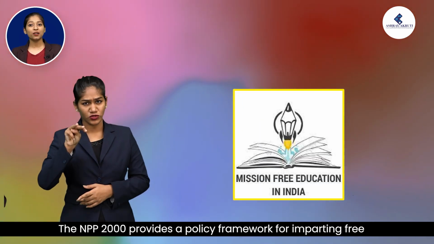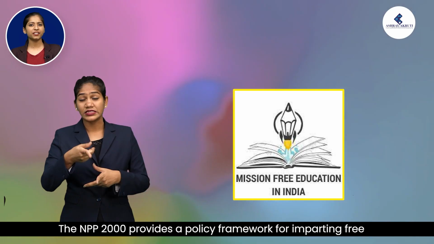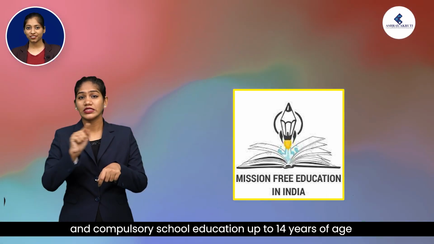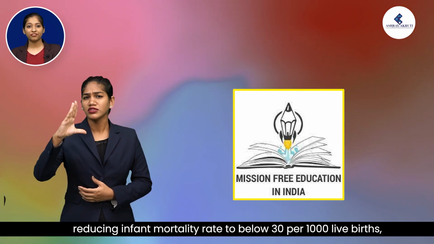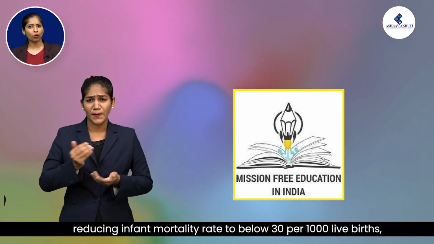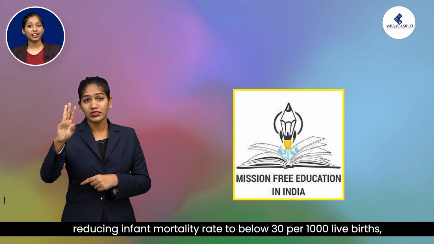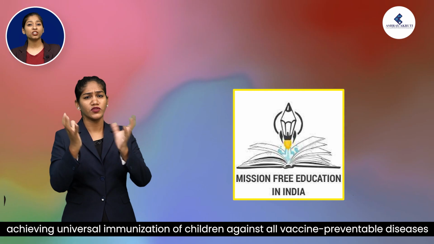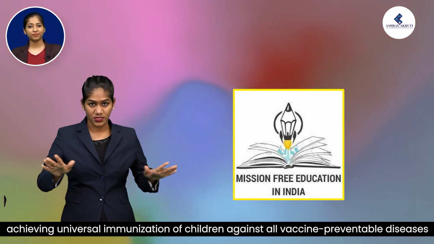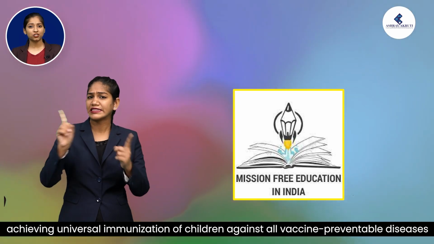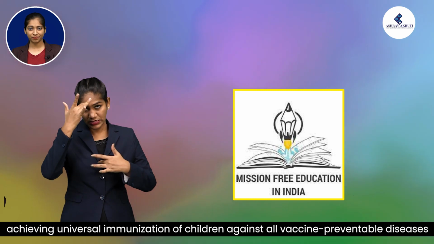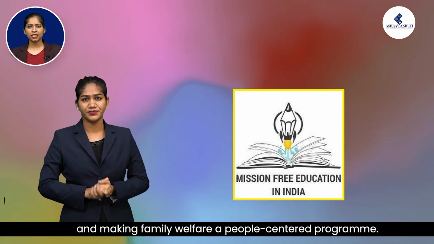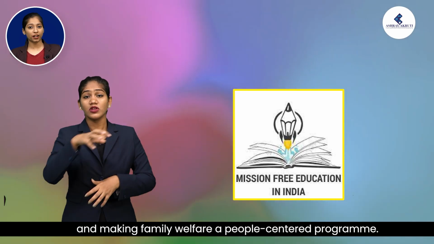The NPP 2000 provides a policy framework for imparting free and compulsory school education up to 14 years of age, reducing infant mortality rate to below 30 per 1,000 live births, achieving universal immunization of children against all vaccine preventable diseases, promoting delayed marriage for girls, and making family welfare a people-centered program.